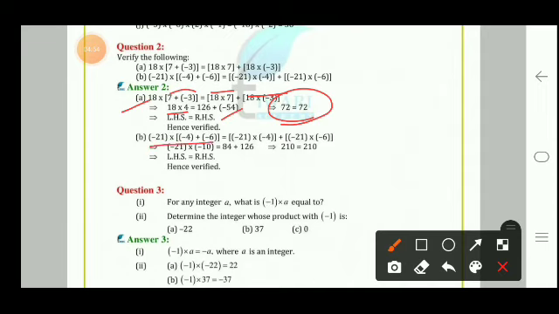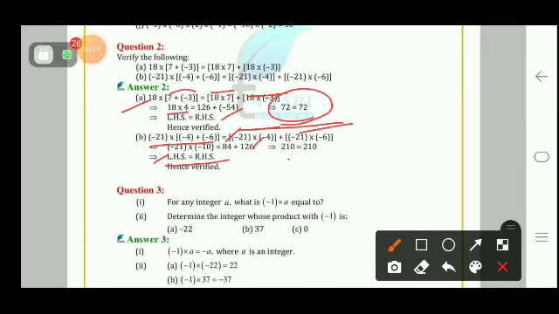if we solve this LHS and the RHS separately, so we are getting here minus 21 into minus 4 minus 6 will be minus 10, so minus 21 into minus 10, that is 210. Then minus 21 into minus 4, that is plus 84, then minus 21 into minus 6, that is 126, so this is 210, equals to 210, so LHS equals to RHS, hence verified.